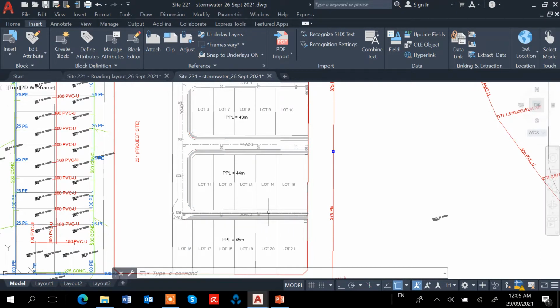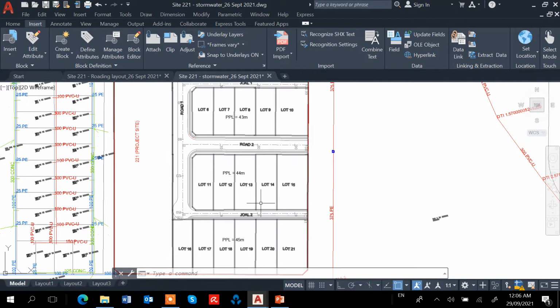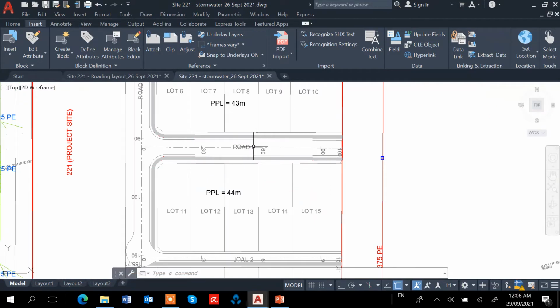Besides the stormwater pipe, we need to provide the manholes as well. The manhole is to connect all the discharge from the catch pit and from the lots as well. The lots mainly is the gutter, the water from the roof. The water from the roof, from the road, from the surface water, will go into the catch pit, and the catch pit will go into the manhole.